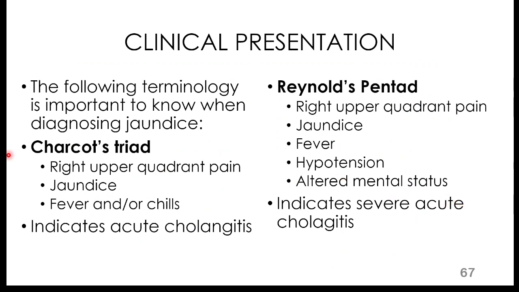All right, so there are some terminologies that we should take note of. Charcot's triad is a triad of right upper quadrant pain, jaundice, and fever and/or chills. This indicates acute cholangitis. Now, Reynolds' pentad adds two more things to this Charcot's triad, namely hypotension and altered mental status. So this indicates more severe acute cholangitis.